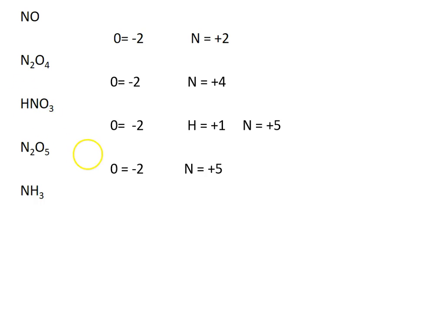This is a bit irritating. I'll talk you through. If you get stuck, you'll have to come and ask me. So we do the oxygen, -2, you've got 5 of them, -10. No charge, so you need plus 10. You've got 2 of them, plus 10 divided by 2 is plus 5.